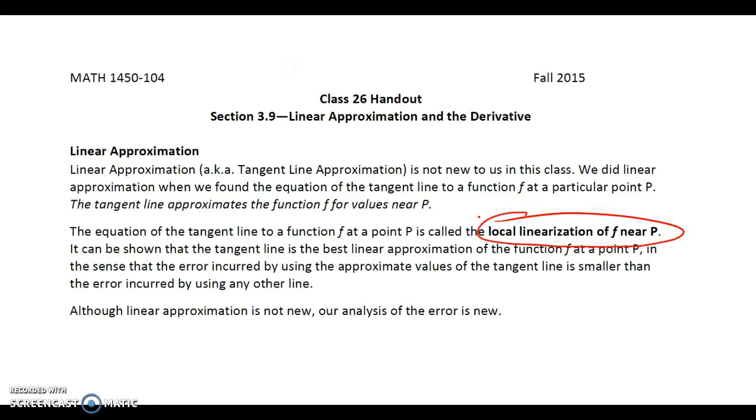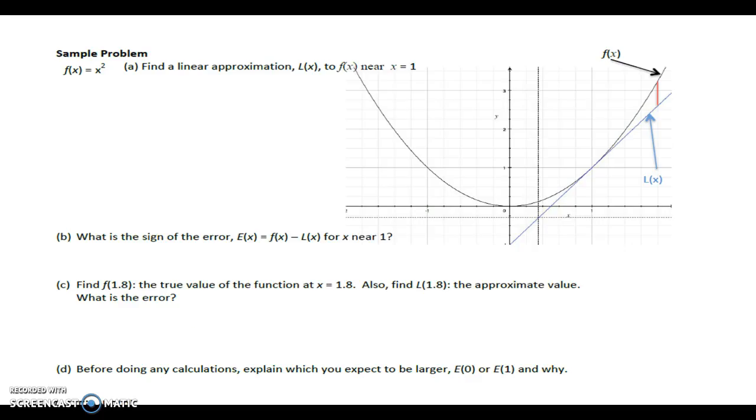We're going to use a new way to do it. It can be shown that the tangent line is the best approximation in the sense that the error is smaller than using any other line. Although linear approximation is not new, the way we're doing it is new, okay? So first they want us to find a linear approximation, L of x, that's this line here, right, to f of x near x equals 1. All right, so that's our point.